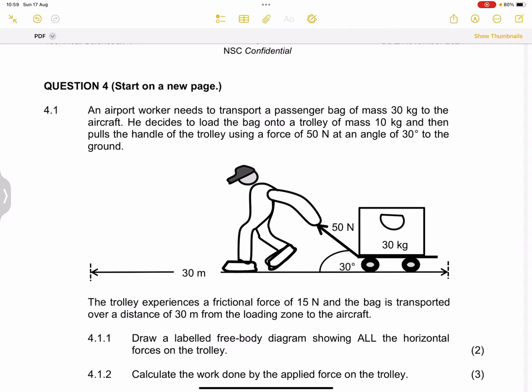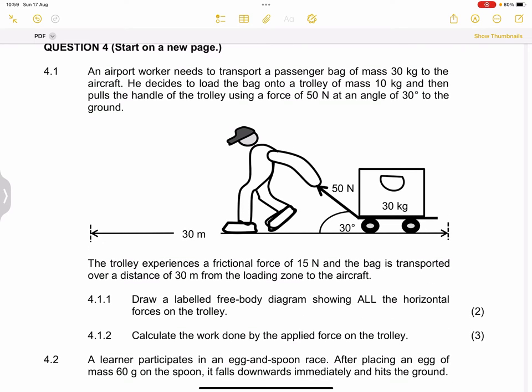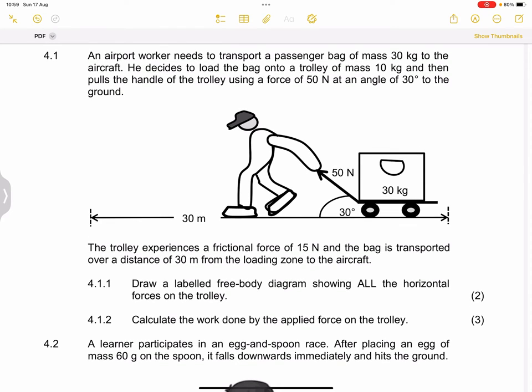All right, let's get into the question. So they say to us, we've got an airport worker that needs to transport a passenger bag of mass 30 kilograms to the aircraft. He decides to load the bag onto a trolley of mass 10 kilograms, and then pulls the handle of the trolley using a force of 50 newtons at an angle of 30 degrees to the ground.